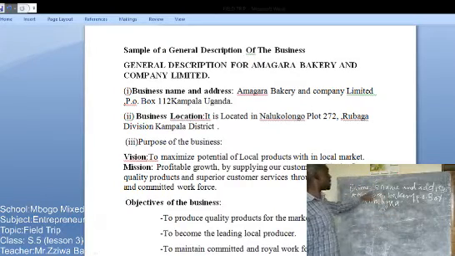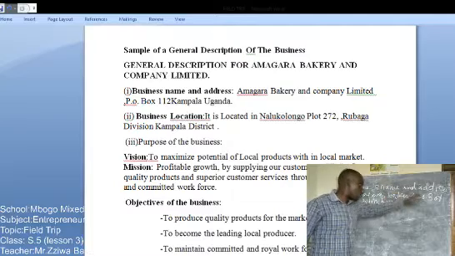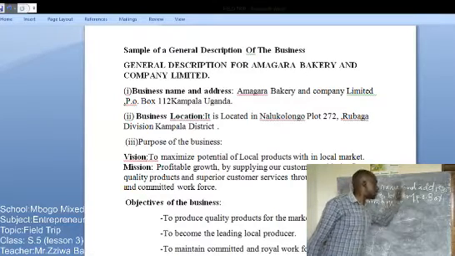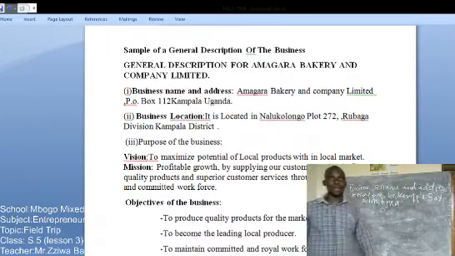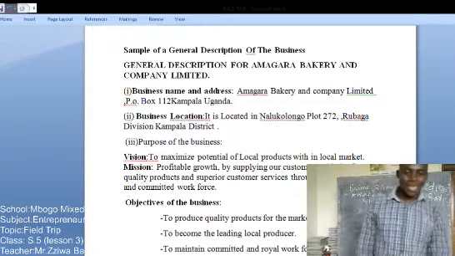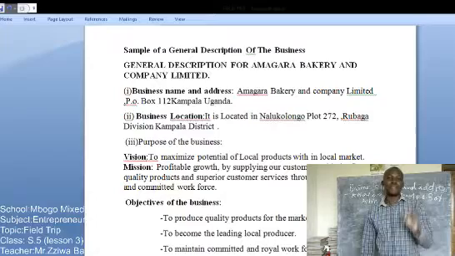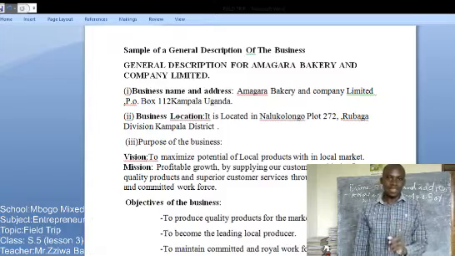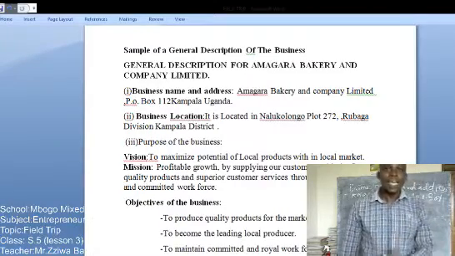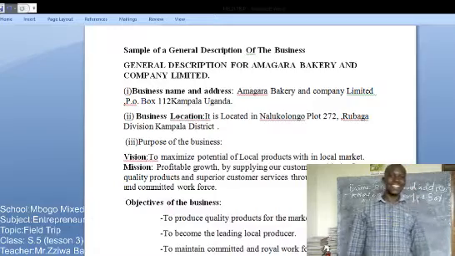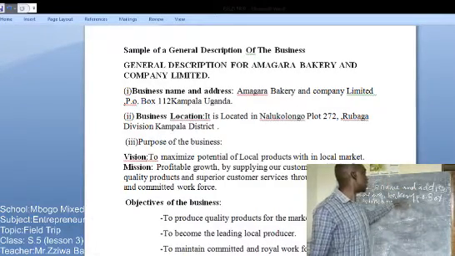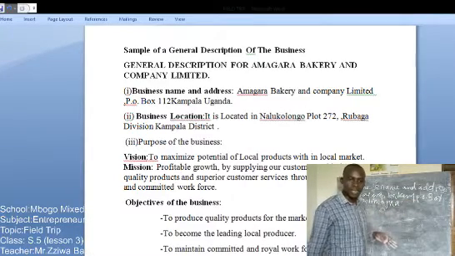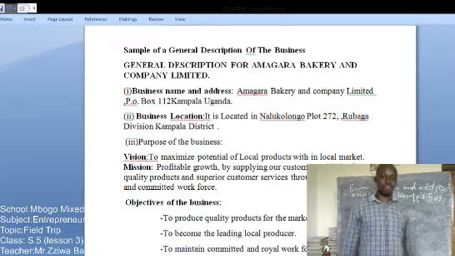The component is business name and address. What was that business name and address? Amagara Bakery, P.O. Box 2, Mitiana. So the moment you give the real name, you have defended your component called name and address, thereby giving what we call evidence in paper 3. The evidence is Amagara Bakery, P.O. Box 2 Mitiana. That is the business name and address.